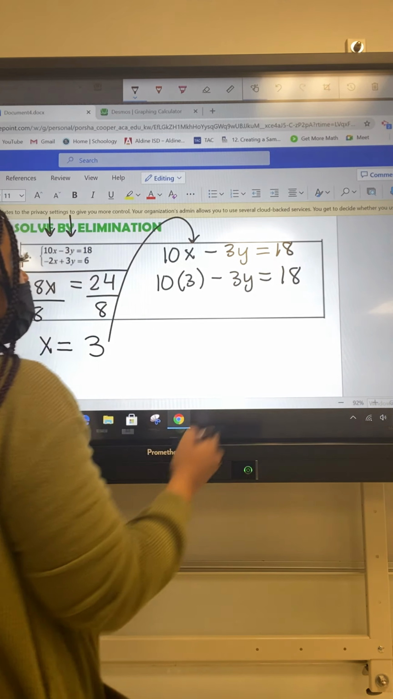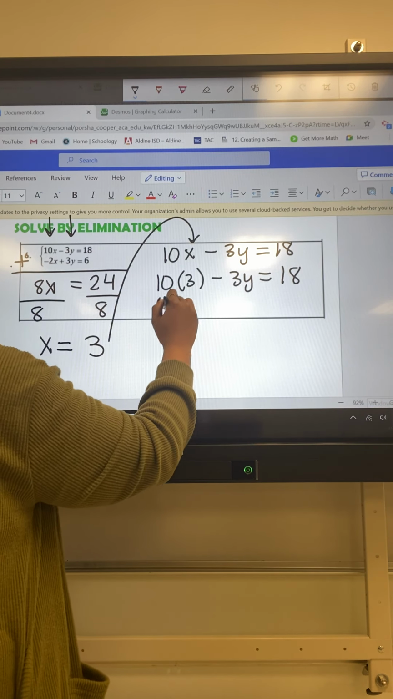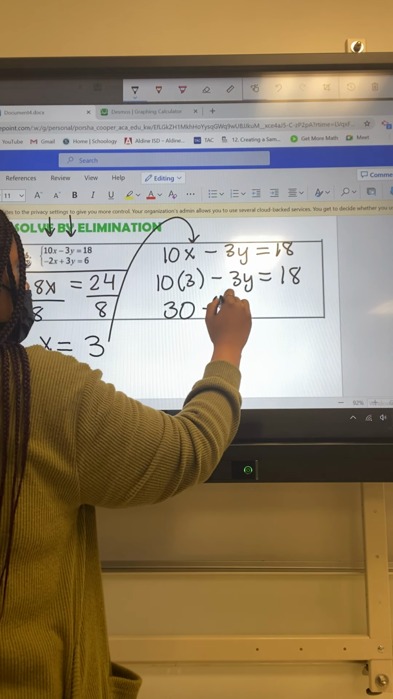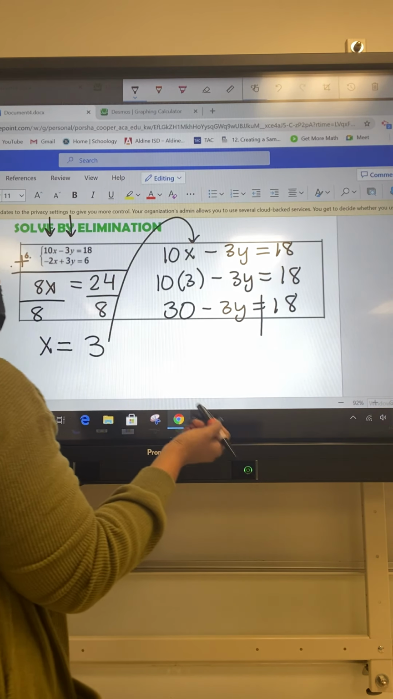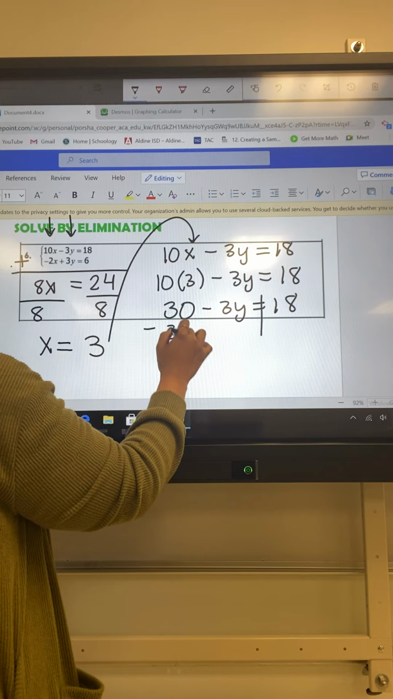And then I can just solve this. This is going to give 30. And then I want to get y by itself, so I'm going to get rid of this 30 by subtracting it.